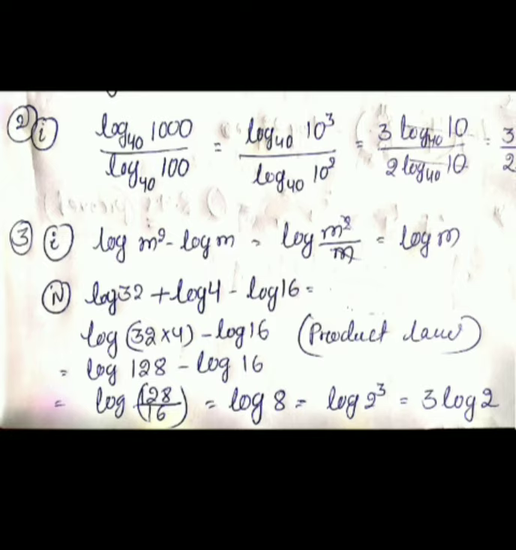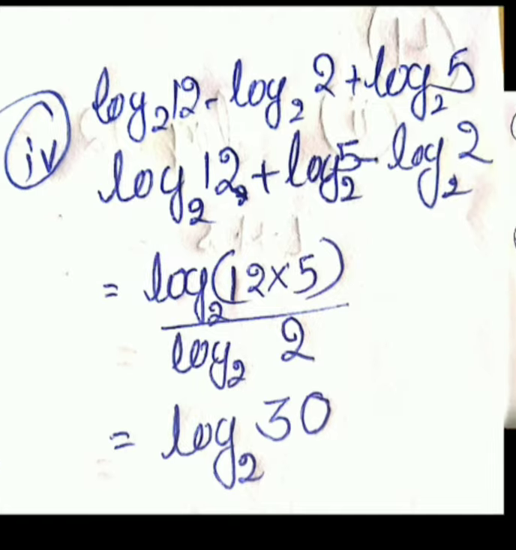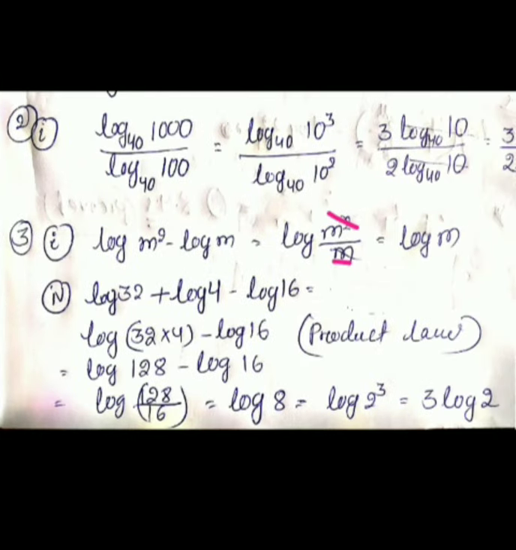Now see, simplify. You have to simplify the logarithms. Some of the numbers I have done and the rest of the numbers you have to solve yourself. Number 1 is given: log of m square minus log m. So you have to follow the quotient law, log of m square by m. So here you can cut it, you will get log m.